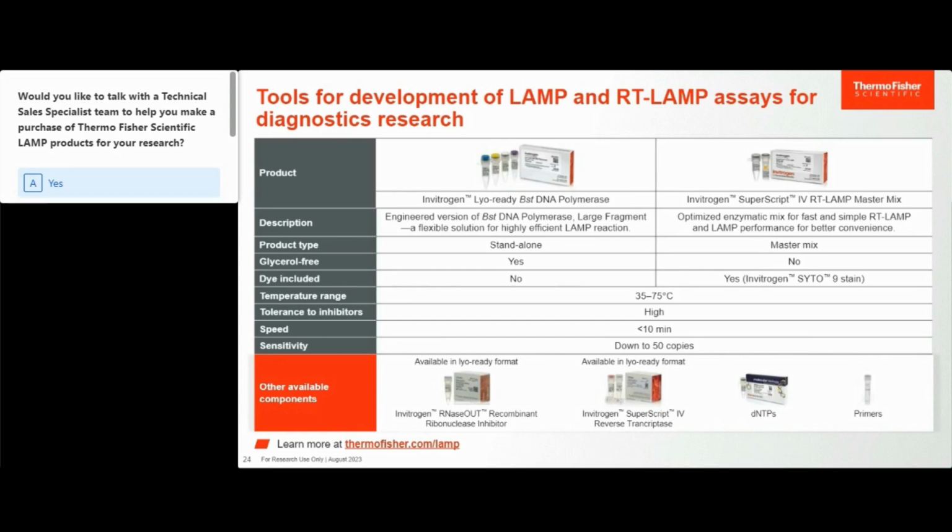Furthermore, I want to highlight the main features of both products. The reaction temperature range is wide, from 35 to 75 degrees, with the optimal temperature of 65 degrees, making the products adaptable for various applications. Both products ensure high tolerance to inhibitors and high reaction speed. They can amplify the product in less than 10 minutes, and also offer high sensitivity. Both products can detect down to 50 copies of the template.